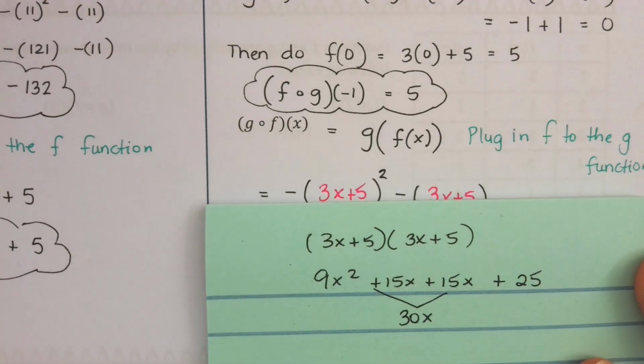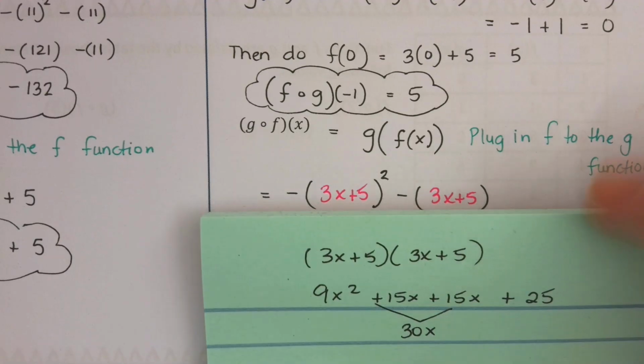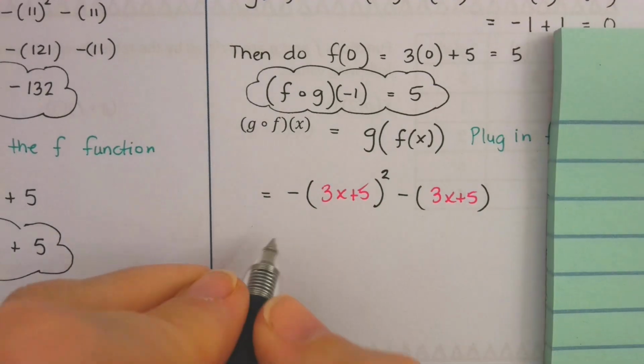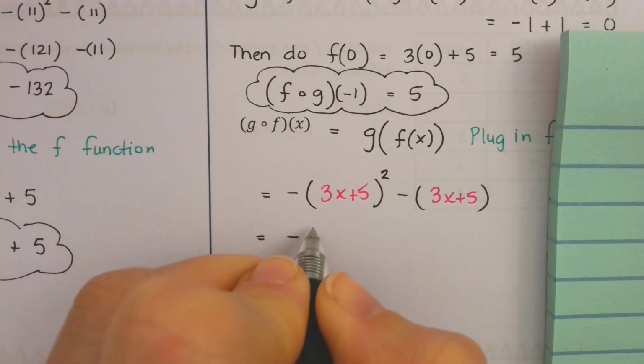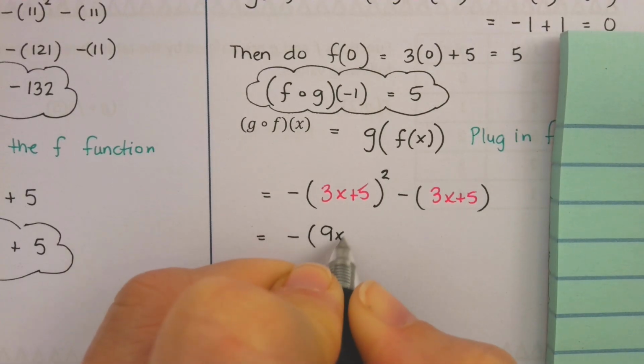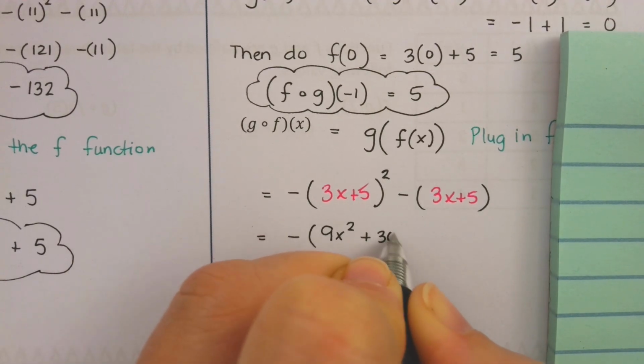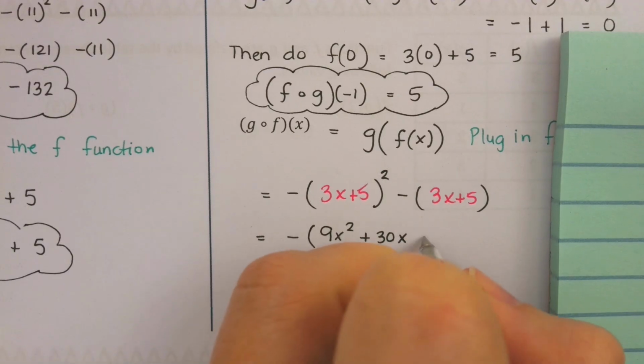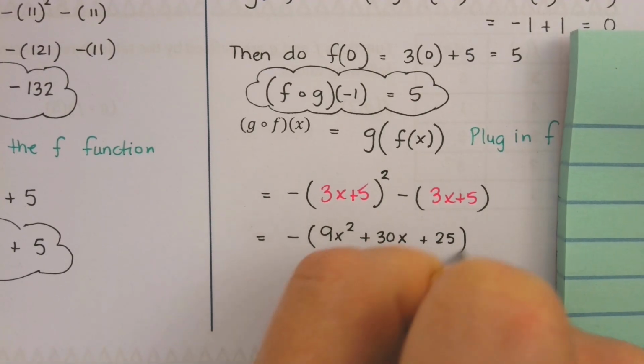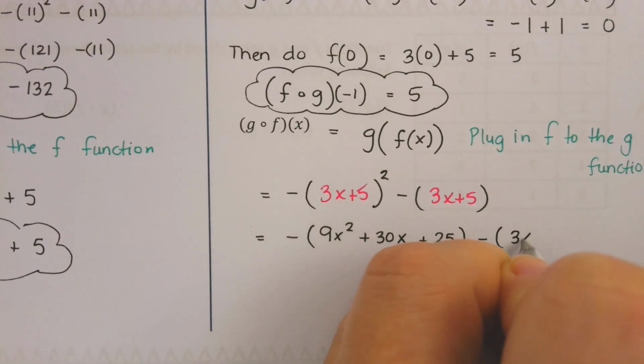30x's, right? All right, I'll transfer this back over to my paper. I'm going to still keep it in parentheses because we do still have that negative in front. So 9x squared plus 30x plus 25, minus, and then we have 3x plus 5 on this one.